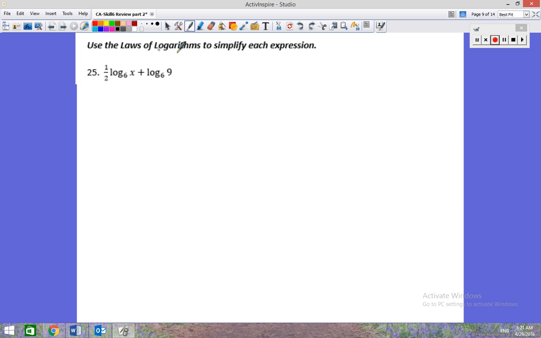Use the laws of logarithms to simplify this expression. So we've got 4 properties to know. In the previous problem, we already talked about the change of base formula. So we have a rule that's called the product rule.